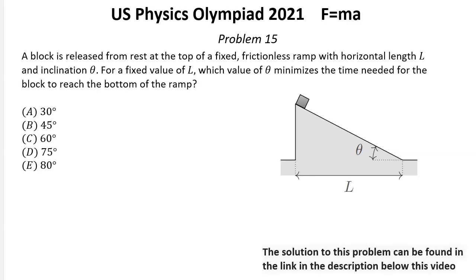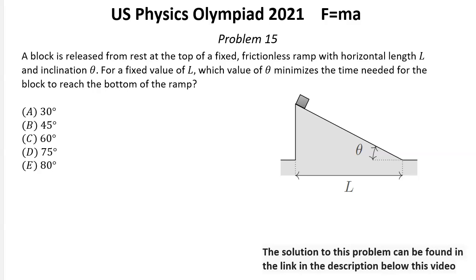Problem number 15. A block is released from rest at the top of a fixed frictionless ramp with horizontal length L and the inclination theta. For a fixed value of L, which value of theta minimizes the time needed for the block to reach the bottom of the ramp? Solution for problem number 15.